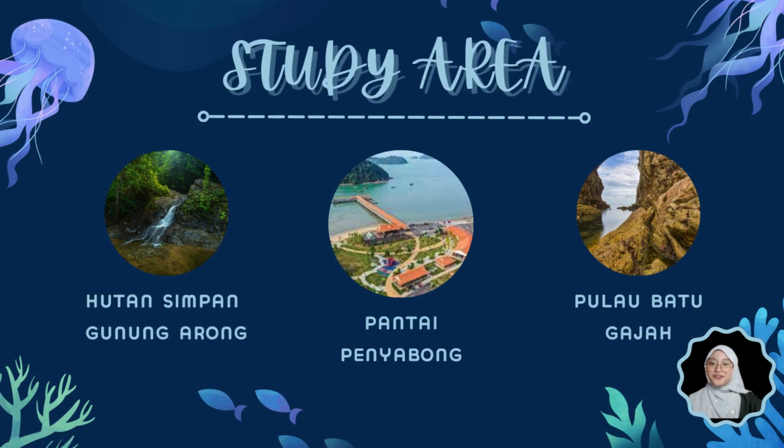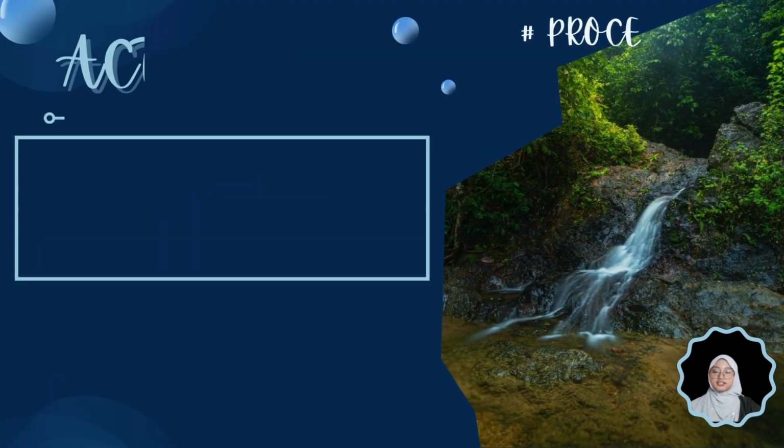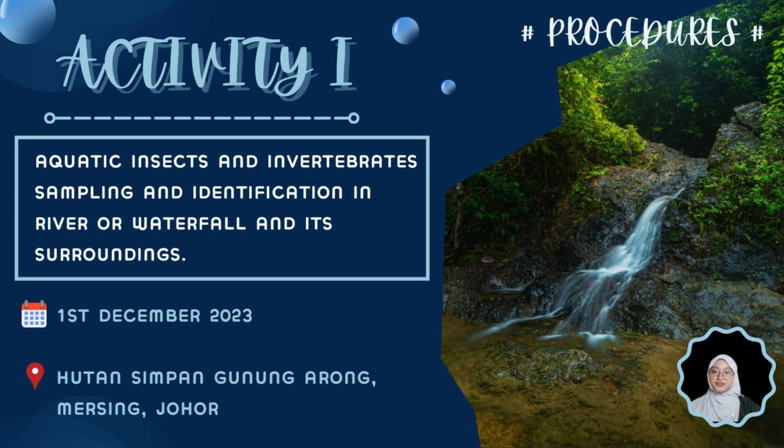Our study area for the fieldwork involves 3 places, which are Hutan Simpan Gunung Arong, Pantai Penyambung, and Pulau Batu Gajah. Then, our target population would be all the aquatic or marine invertebrates located at the study area. There are a total of 3 activities done during the fieldwork.